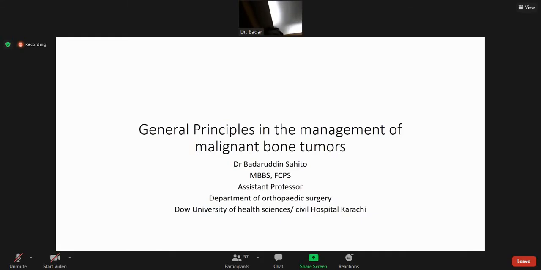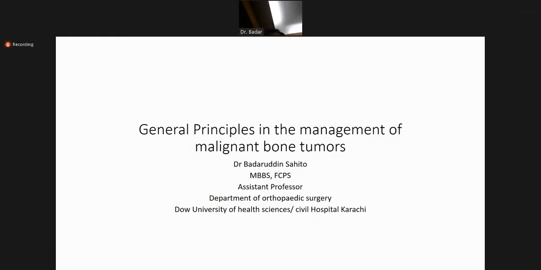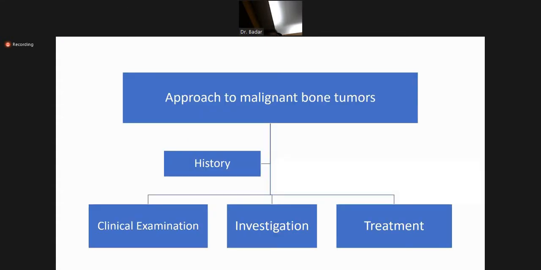So we will discuss today the basic principles and management of malignant bone tumor. So how to approach? The key is to take the history first, and then clinical examination, then how you can investigate and do the treatment. So this is the basic approach to the malignant bone tumor: history, clinical examination, investigation and treatment.